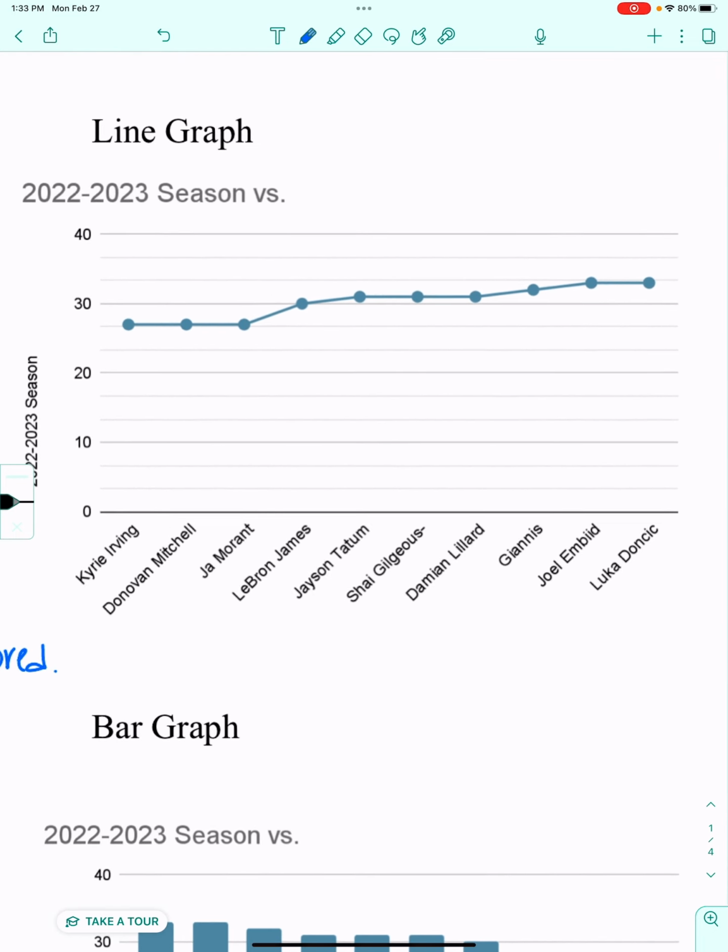If we look at a line graph, typically a line graph is used for changes over time. Well, we could look at changes over here on the y-axis, but on the x-axis, we have names. We don't have a list of times right there.